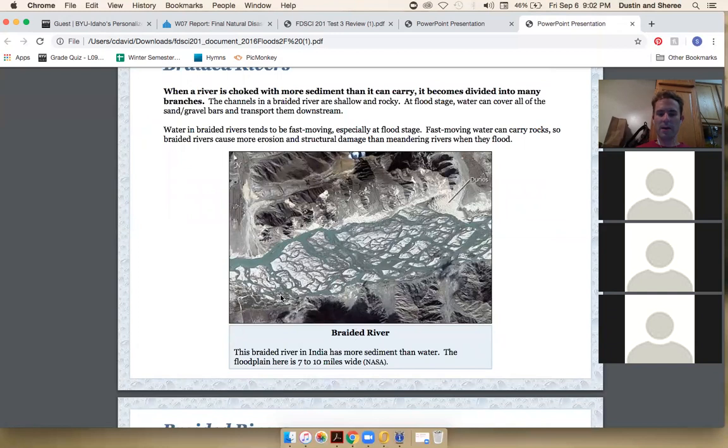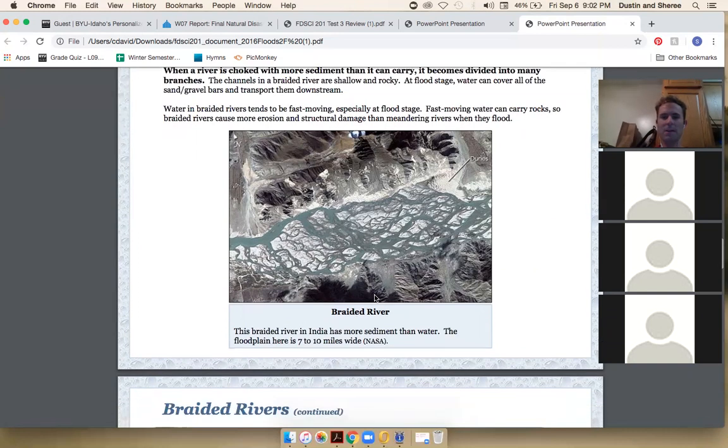Okay, and you can see here, this is 7 to 10 miles wide. So when that floods, that's going to be 7 to 10 miles wide of water. Okay? Any questions there?